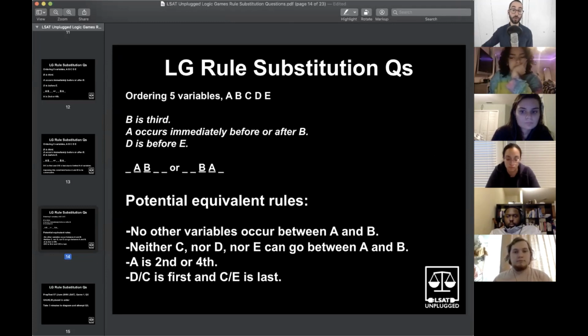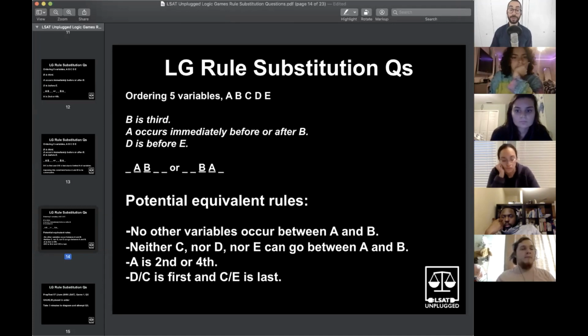Great question. Yeah, so fully determined is a totally different logic games question type. That's asking which one of the following, if inserted as an answer choice, would determine the placement of all variables, leaving no ambiguity at all. Those are actually pretty tough as well. They've appeared, I think, fairly consistently over the years since the beginning, so they're not a relatively recent addition to games the way that rule sub questions are, but they're pretty tough.